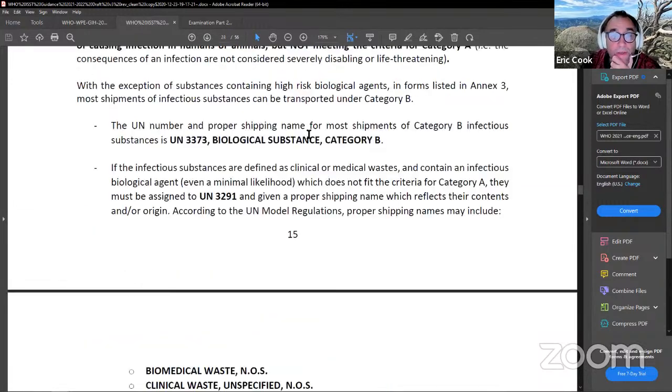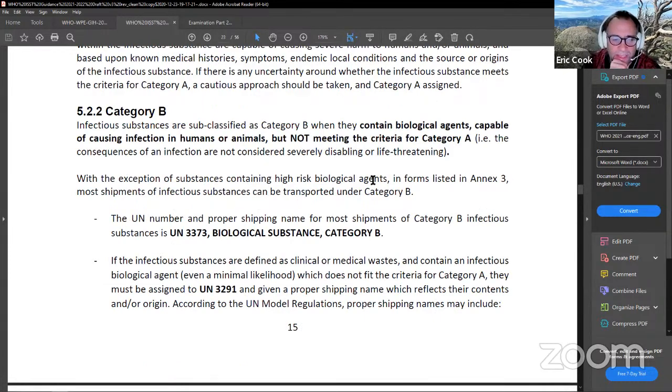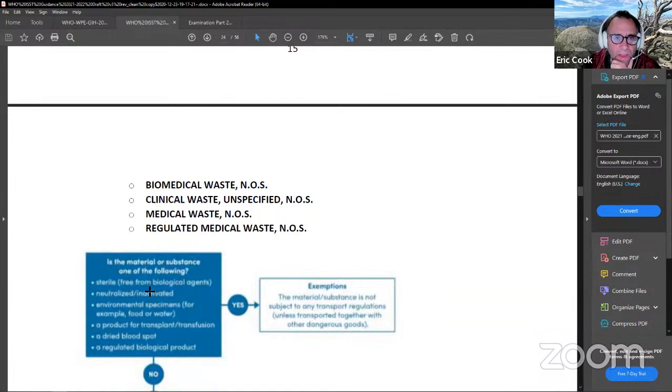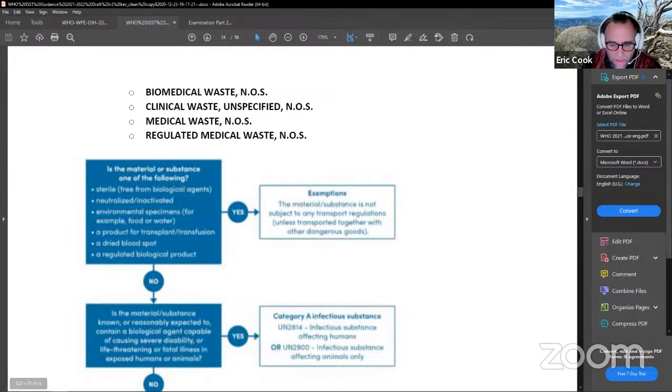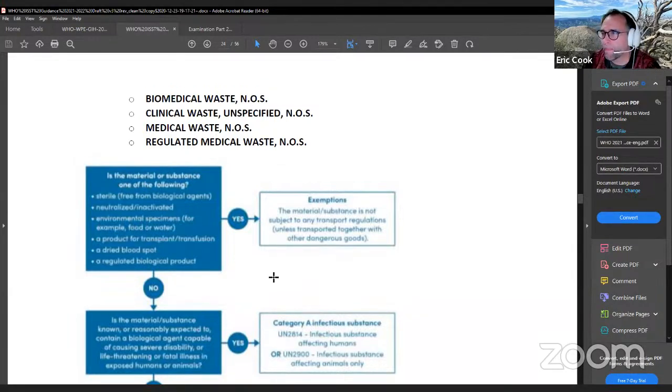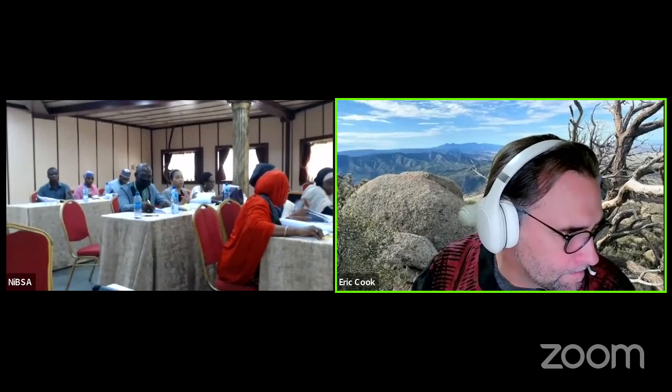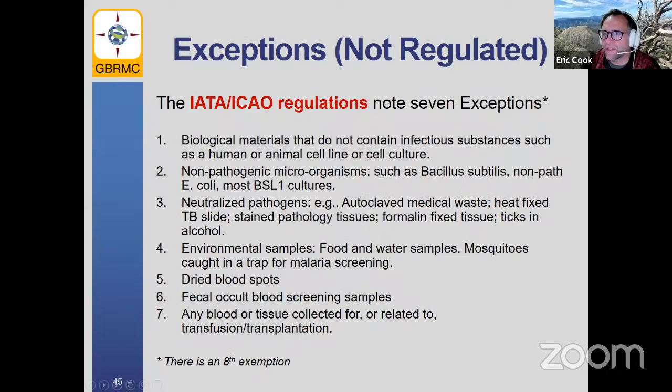So interestingly enough, in the newest version, they don't specifically call out the exceptions. So it says, with the exception of substances. So they have these 7 exceptions. You'll notice these exceptions are listed here. But let me go through those exceptions. These are the exceptions that are found in the IATA regulations.